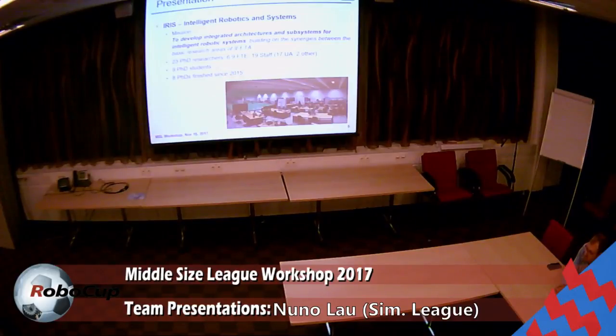Our group is called Intelligent Robotics and Systems. We call it IRIS, and the mission is to develop integrated architectures and subsystems for intelligent robotic systems, building on synergies between the basic research areas of IEETA. It includes overall 23 PhD researchers, but if we go to the full-time equivalent, considering the amount of time each person dedicates to research, for example, teachers only dedicate 50% of their time to research, we get to a number of around 7. We currently have 9 PhD students, and we had 8 PhDs finish in the last 2 years. And some of you might recognize the place of the workshop in Aveiro, where we have an open space and then a stadium, and I hope that you liked it.